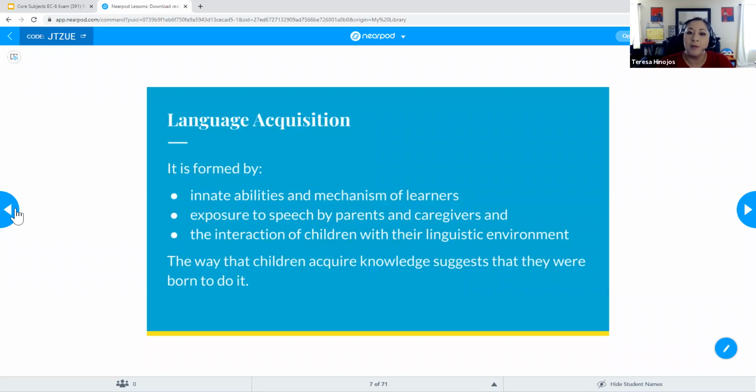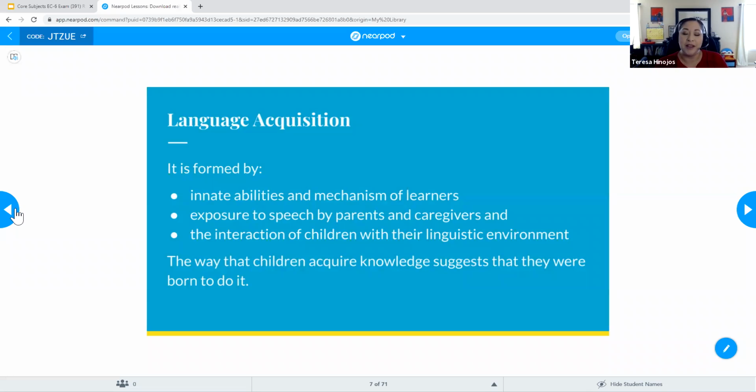And so children are going to be exposed to that by their parents, caregivers, whoever, whatever adults are going to be around at home. And then the children also have to interact with that environment. So if there's no interaction with the kids, that's why it's really important that the parents or caregivers have to be interacting with the kids so that they're able to understand how that works.